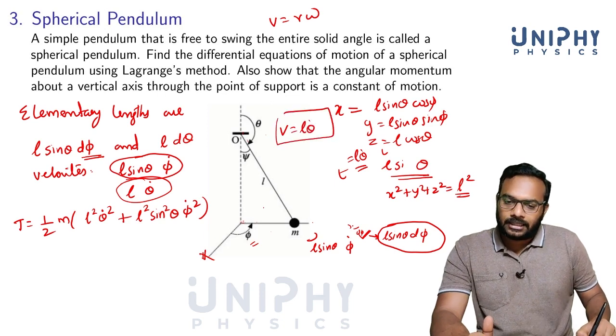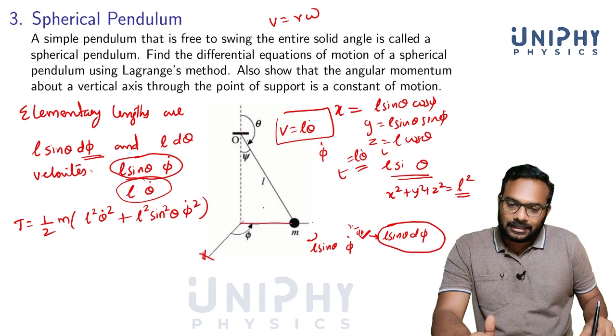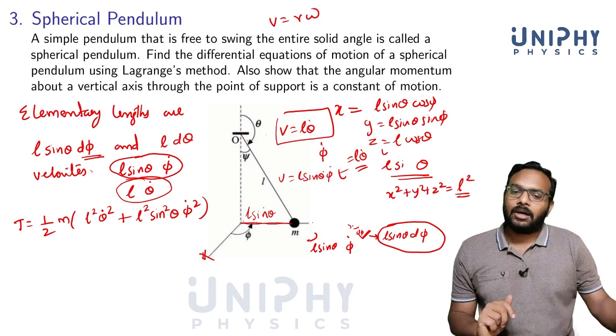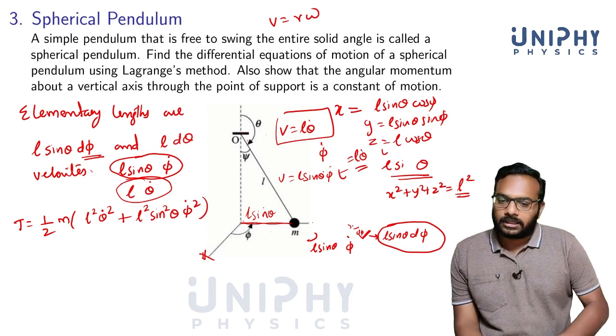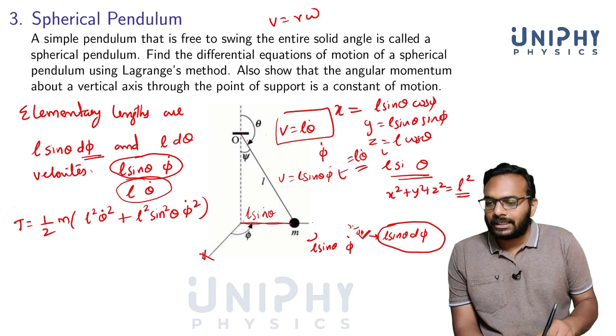And if phi dot is the angular velocity, the corresponding radius is this thing, and that is L sine theta. So V is equal to L sine theta phi dot. This is how we identify the velocity components from here. And long story short, we get the kinetic energy like that.